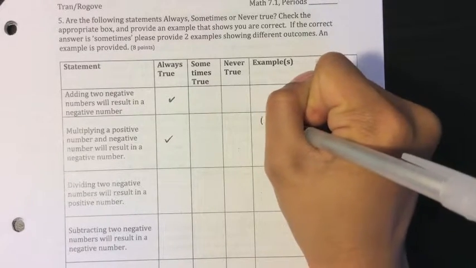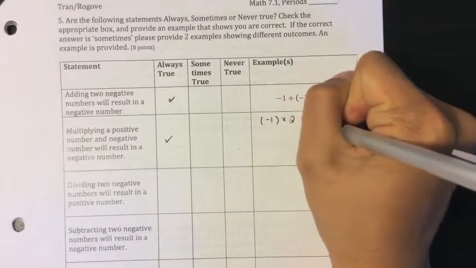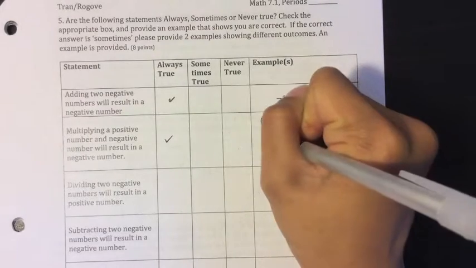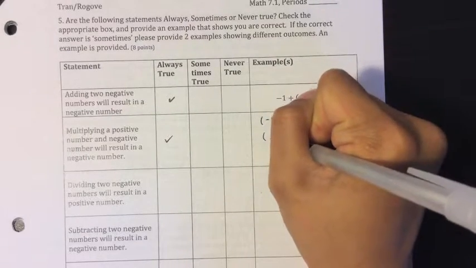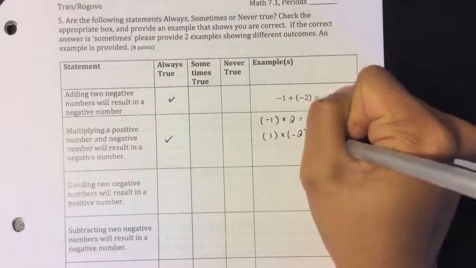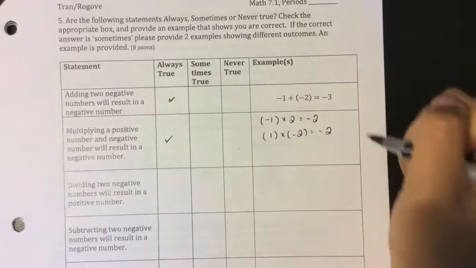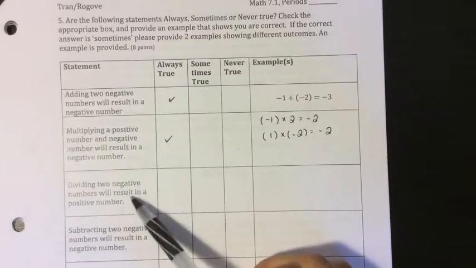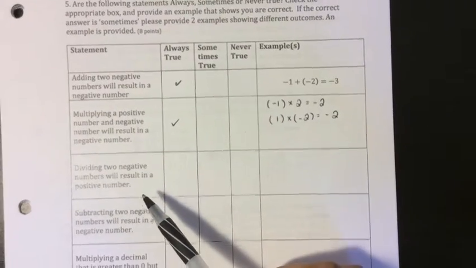So if I have a -1 times a 2, I'm going to get a -2 right here. Or if I have a +1 times a -2, I am still going to get a -2 as my answer there. Dividing two negative numbers will result in a positive number.